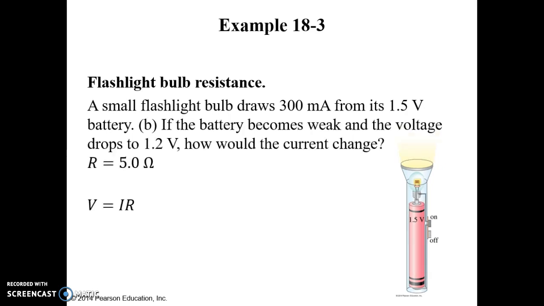For part B, if the battery becomes weak and the voltage drops to 1.2 volts, how would the current change? Well, now we know the resistance of this light bulb is 5 ohms. We'll use our Ohm's law equation again, rearrange to solve for current, and then plug in our new value for voltage to get a current of 0.24 amps, or I can say 240 milliamps. So less current is drawn out from the battery as its voltage drops over time.